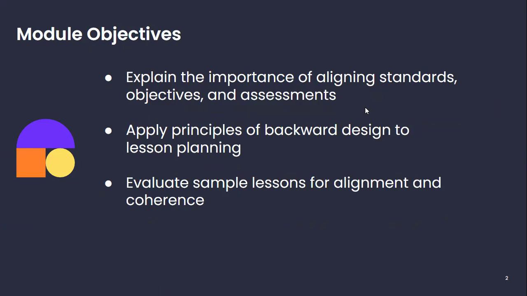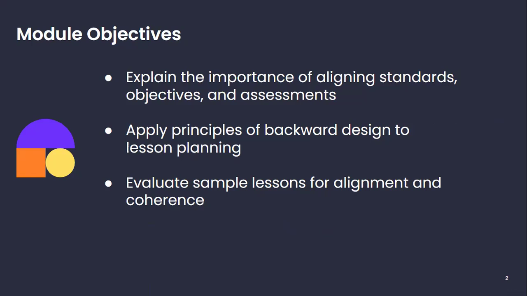Our objectives for this module are to explain the importance of aligning standards, objectives, and assessment, to apply principles of backward design to lesson planning, and to evaluate sample lessons for alignment and coherence. The focus on how alignment strengthens instruction and ensures that what we teach matches what we expect students to learn and show through assessment is critical to ensure that we have strong student outcomes and overall lesson coherence, meaning that everything is purposely and intentionally connected.